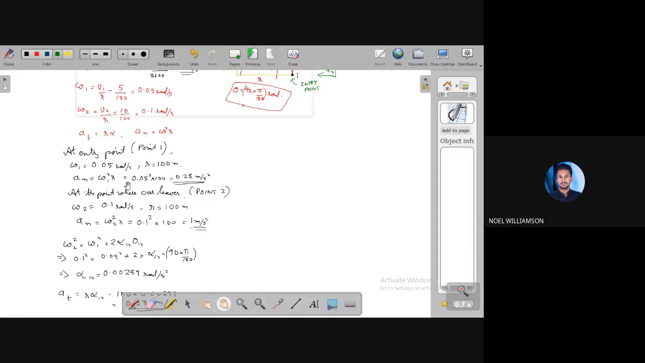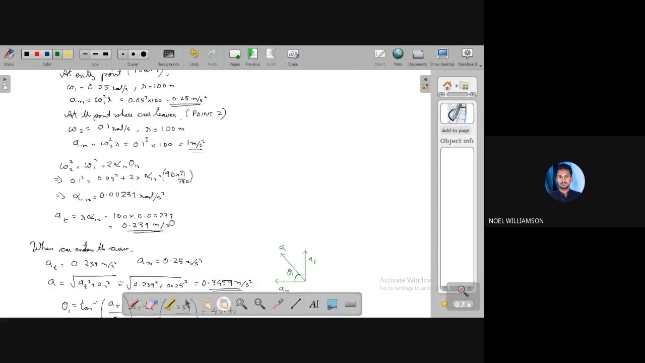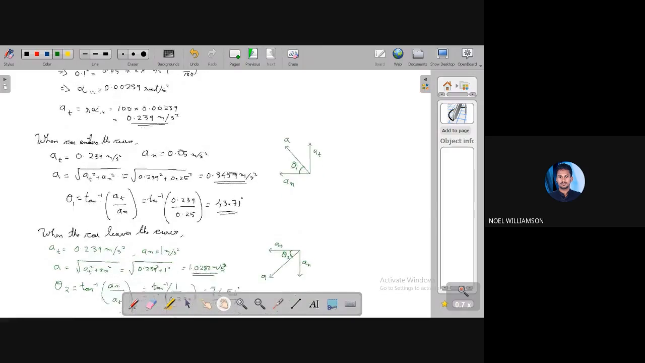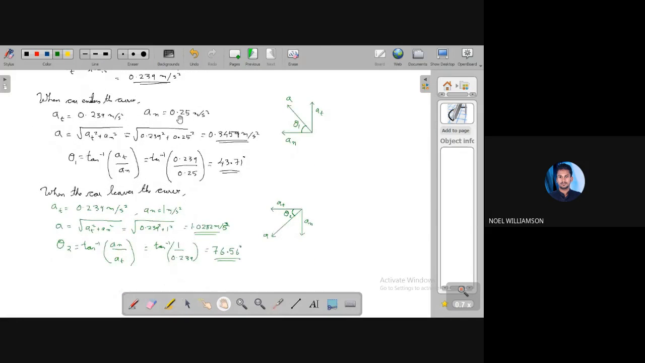Now just substitute the values and find the values for AT for both the cases, and we will consider the individual cases and find the value of acceleration out of it and the direction. So the final answers are like this.